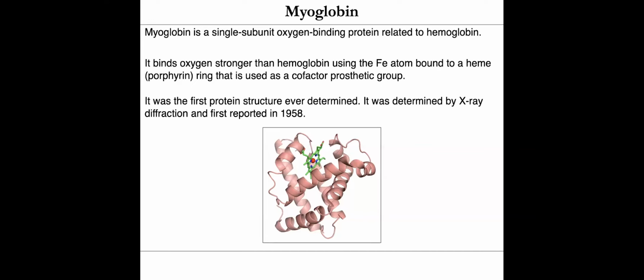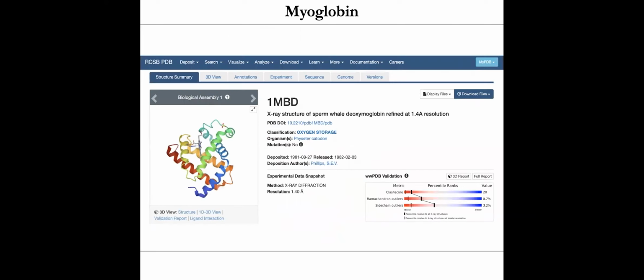And it was actually the first protein structure ever determined. It was determined in the 1950s by crystallization and X-ray diffraction and first reported in 1958. And so here's the PDB deposition of the actual protein that we're going to be looking at today.